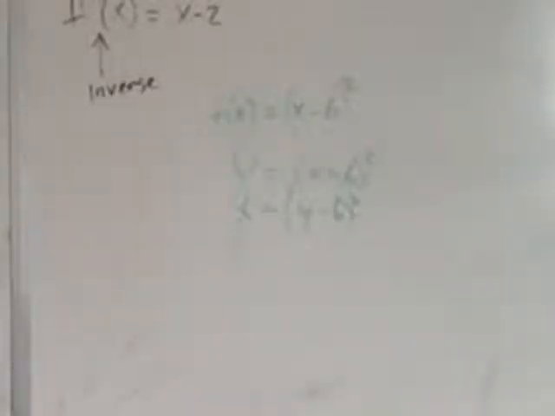How do we get rid of a squared value? We square both sides. Oh, the opposite of square, square root. Perfect. Plus 6, plus 6.